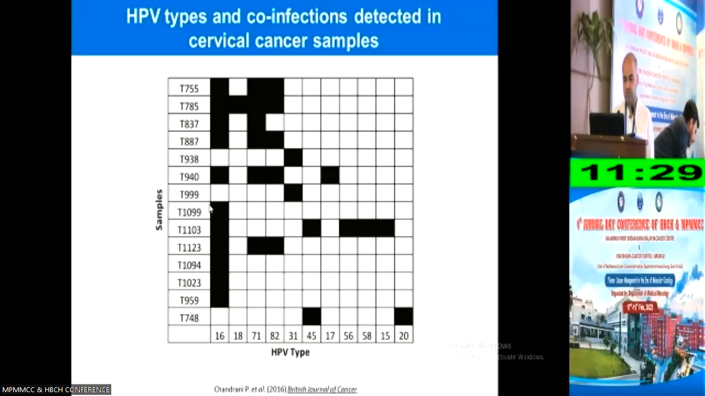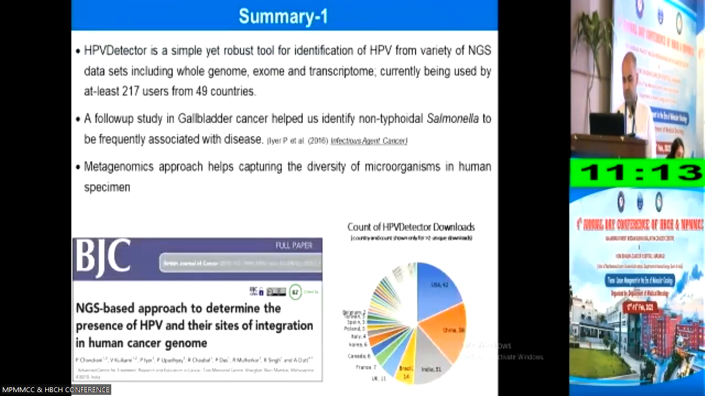However, when we do clinical correlation of these patient samples, the ones which have only a single strain of HPV have usually performed much better in the clinic, but the ones which have multiple strains infected among them were performing much worse in the outcome.